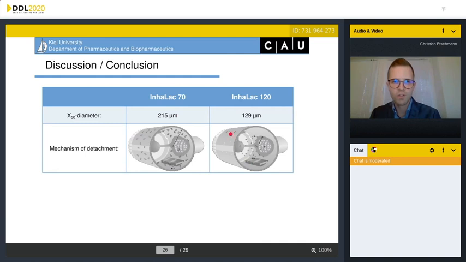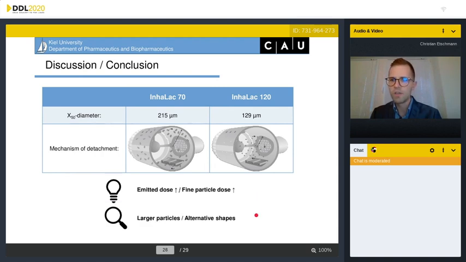Let me explain that observation. Inhalac 70 has, because of its larger diameter compared to Inhalac 120, heavier particles, and therefore the inertia forces inside of the inhaler generate a larger rotation radius compared to Inhalac 120. This increases the probability of particles impacting on the inner walls, and therefore more API particles can be detached and the emitted dose increases. So it can be concluded that the emitted dose and the fine particle dose can be increased by the addition of Inhalac 70. It would be interesting for further studies if alternatively shaped particles or even larger particles have even better effects on the aerodynamic performance.